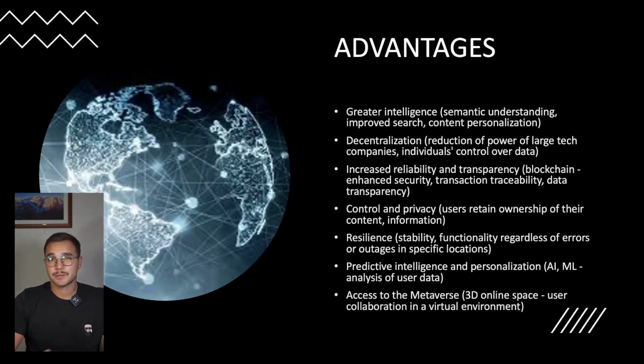What are the advantages of Web 3? Well, we have greater intelligence because we have more computing power. There is decentralization, which can also sometimes be a bad thing, but mostly it's a good thing. We have increased reliability and transparency, more control and privacy, and also more resilience. There is stability regardless of errors that can occur on Web 3, and also we have predictive intelligence and personalization. We also get access to the metaverse through Web 3.